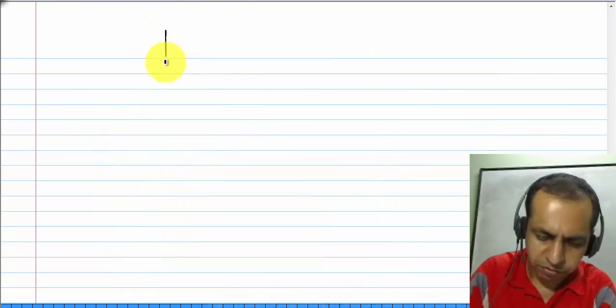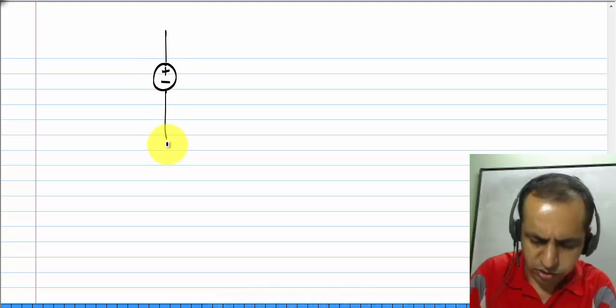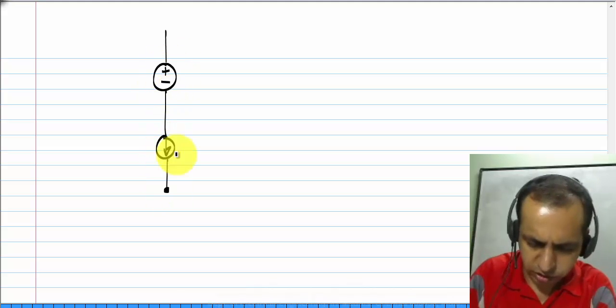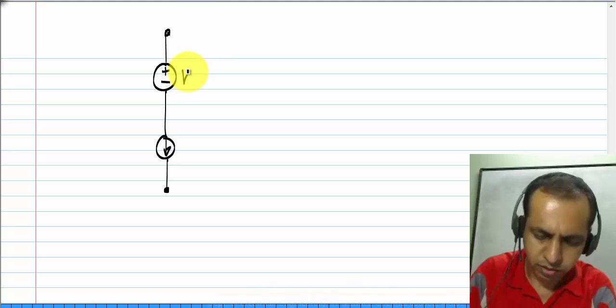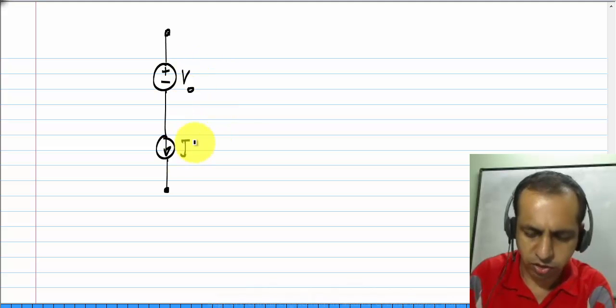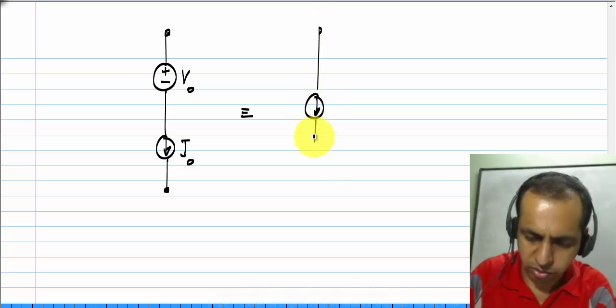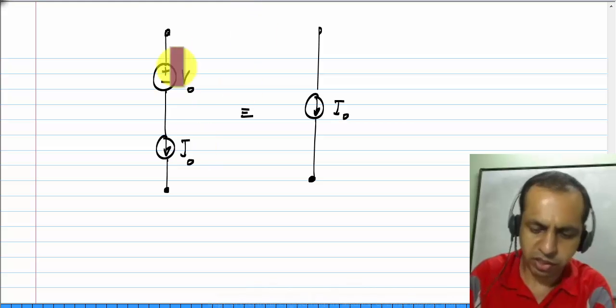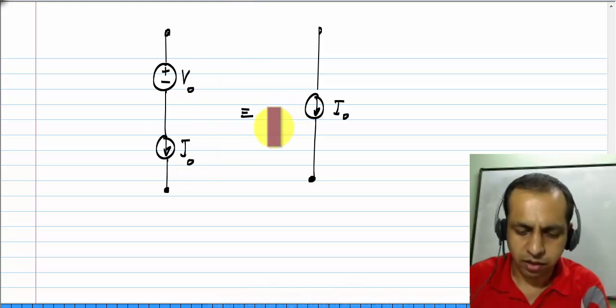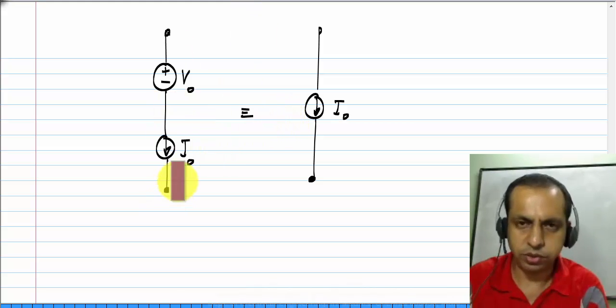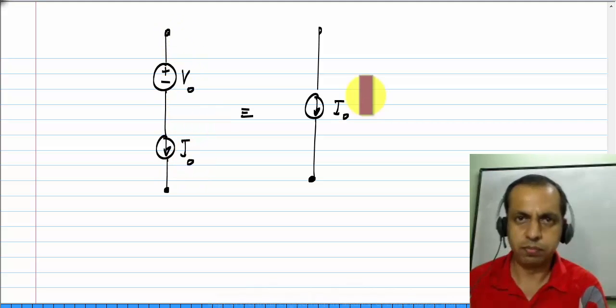So this means that if you have a voltage source and a current source in series, okay, so let's say this has some value V naught and this has some value I naught, the whole thing is equivalent to a current source. This is a perfectly legal connection. The voltage across the current source can be anything. The current through the voltage source will happen to be I naught.